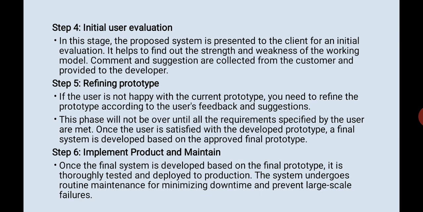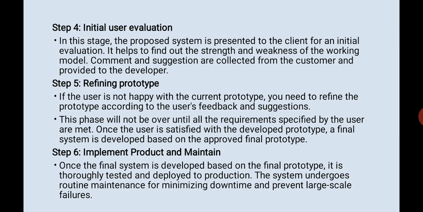Once the final system is developed based on the final prototype, it is thoroughly tested and deployed to production, and the actual production of the system starts. The system undergoes routine maintenance to minimize downtime and prevent large scale failures. So after deploying, there is continuous maintenance. You can take step number 6 as implement and maintain together, or you can bifurcate it to increase the number of steps: in 6 we implement the product, in 7 we deploy the product, and in 8 we look after the maintenance of the prototype.